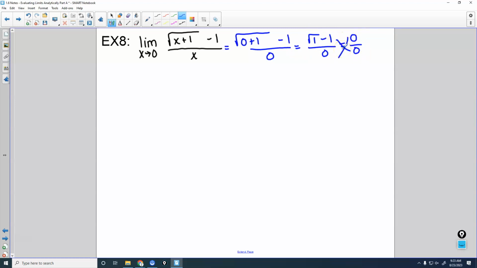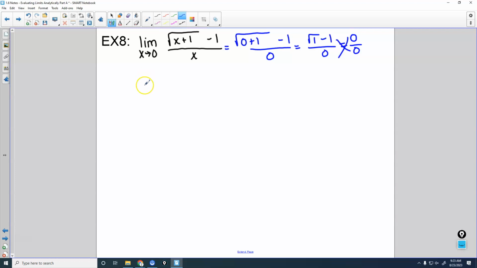That does not work. Right? Indeterminate form tells me I've got to do something else. So, what we want to do when we see a square root here is rationalize. In this particular case, we're going to rationalize the numerator. Wherever the square root's at, we want to get rid of the square root on that side of the fraction, because a lot of times if we do that, something will cancel.